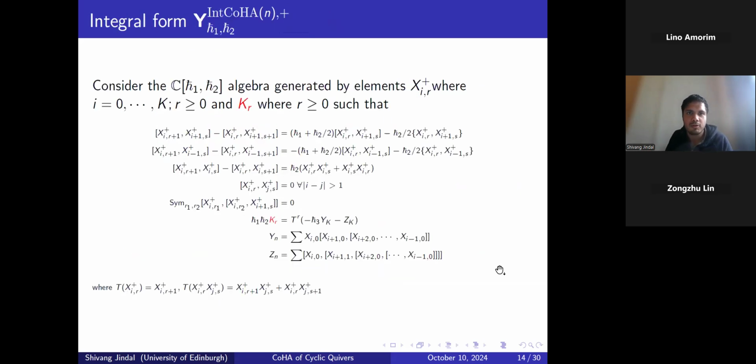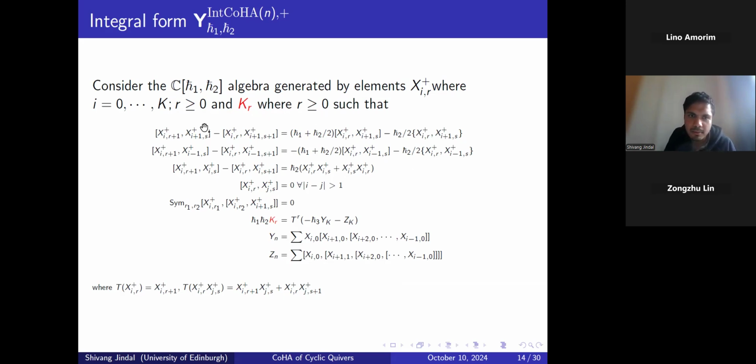And so we define an integral form of the Yangian defined by Guay. We consider an algebra over two parameters, again with some generators, and I add some extra generators k_r for every r greater than or equal to 0.